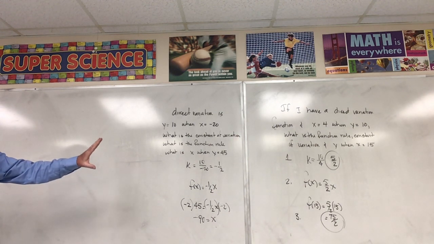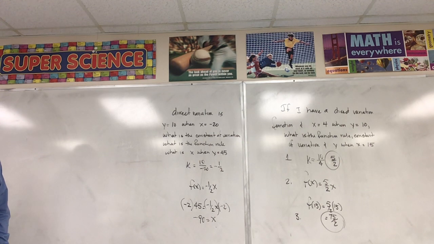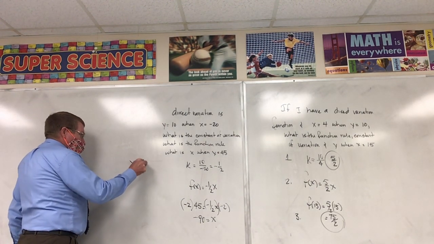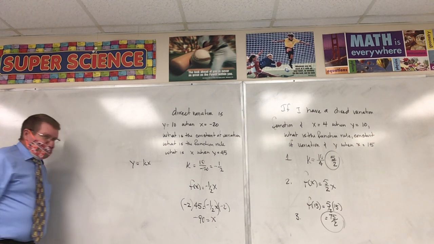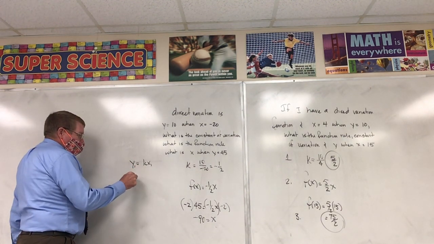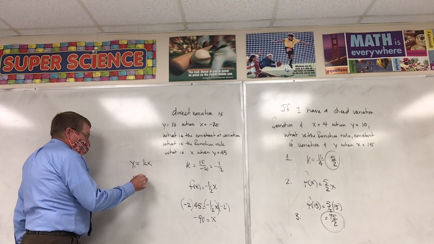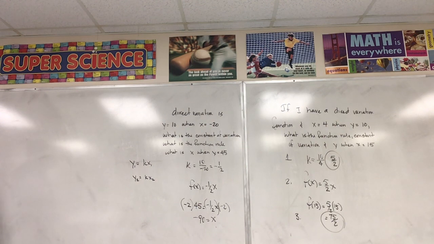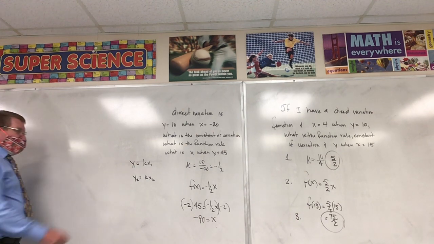Now there's another method to find the missing piece of any direct variation problem. If we go back to my direct variation equation, y equals kx. Well, if I simplify this, and I have two examples in the same direct variation problem, I get y1 equals kx1, and y2 equals kx2. And I solve for k.